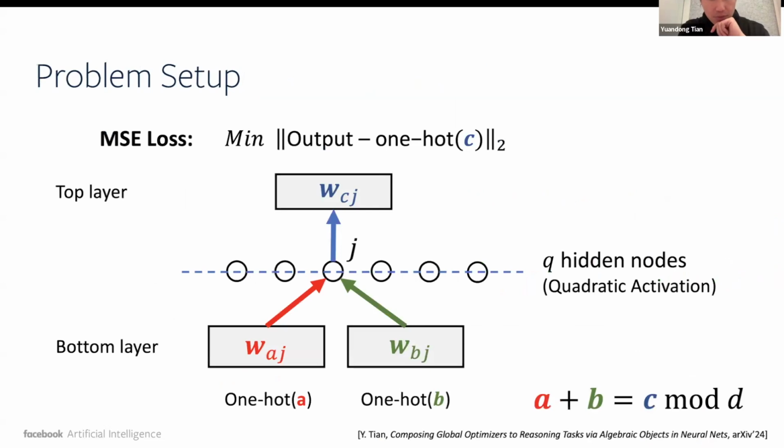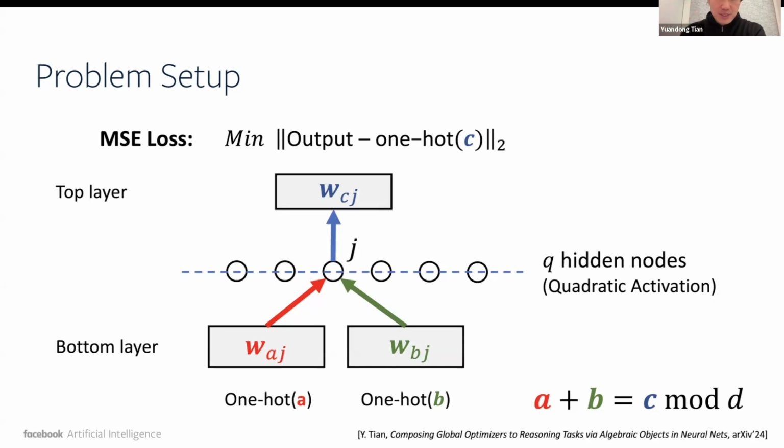For this, we want to try to address the problem with the minimal but viable setting. So we consider this two-layer network, with a bottom layer and a top layer. The bottom layer takes the one-hot representations of A and B into the neural network weights, and they go through Q hidden nodes, each of which has a quadratic activation. Then it is sent to the top layer, and the top layer outputs something. You want to minimize the loss between the output and the one-hot representation of C. So, a very simple problem setup.